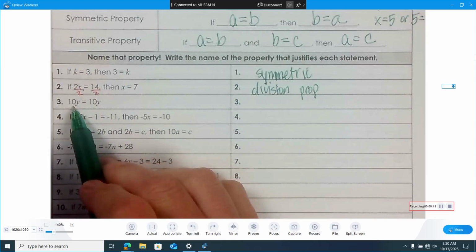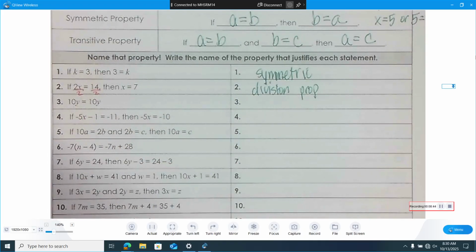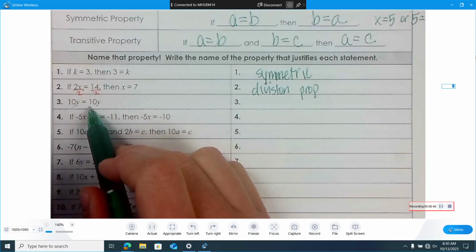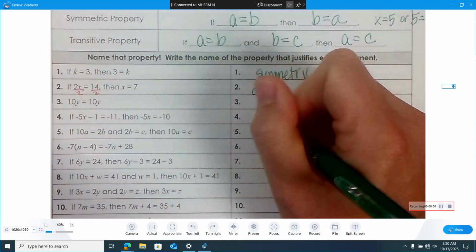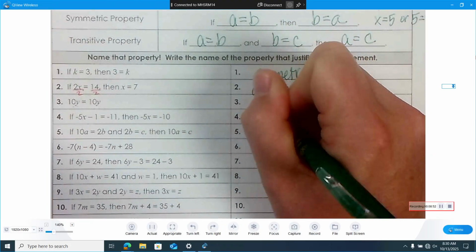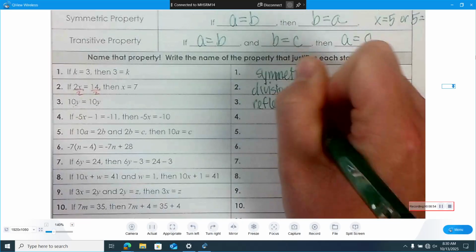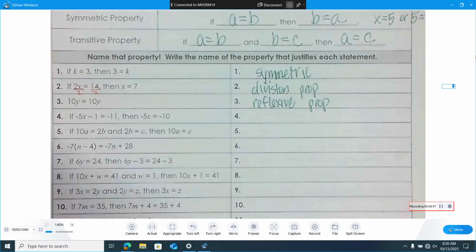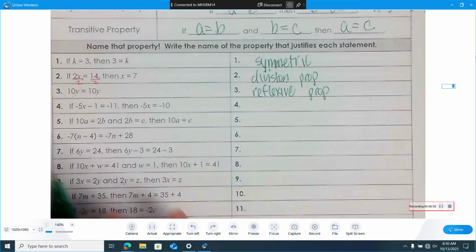All right, what property says 10y is equal to itself? Reflective. Yeah, it's your reflection. That's the reflexive property. You're just looking at your own reflection. That is the reflexive property. All right, I love these.